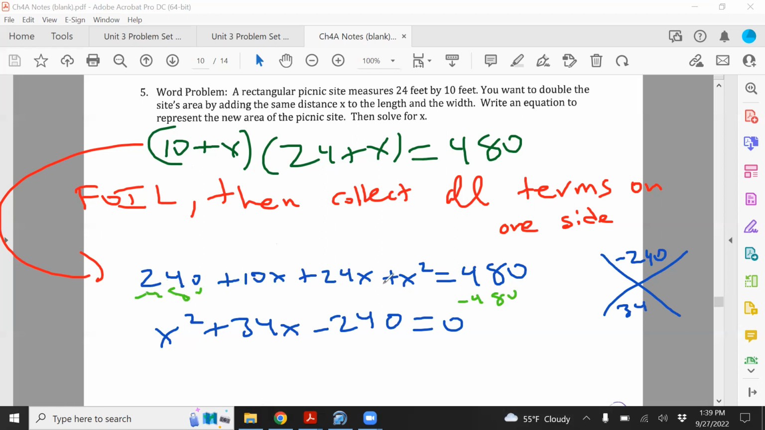We want to do 6 and 40. But one's negative. Now, the reason why 24 and 10 didn't work is that one has to be negative, right? Not both negative. Negative 6. So you get x minus 6 or x plus 40.